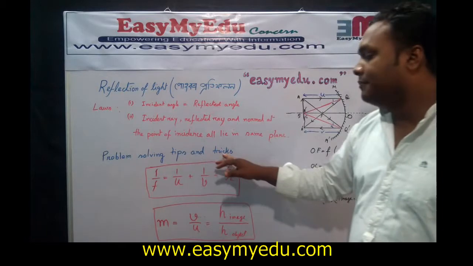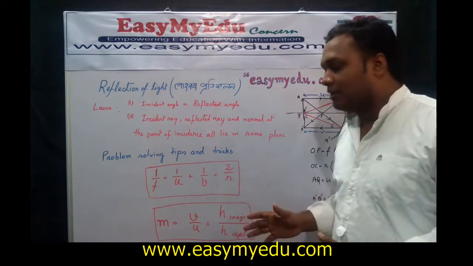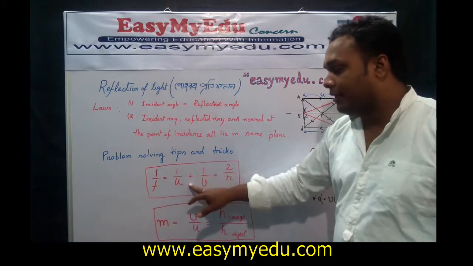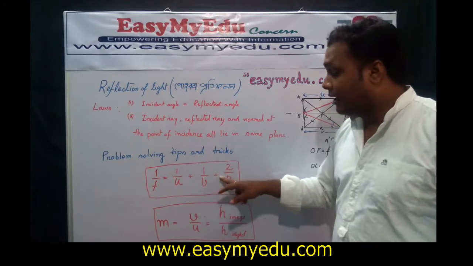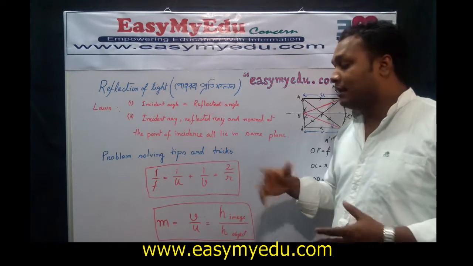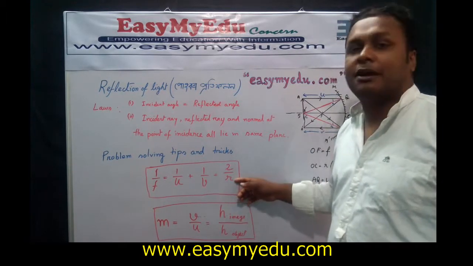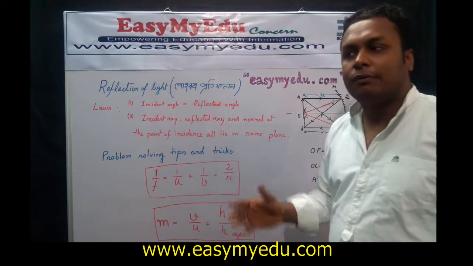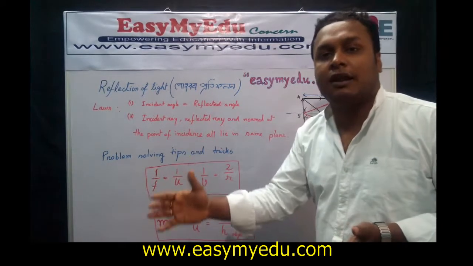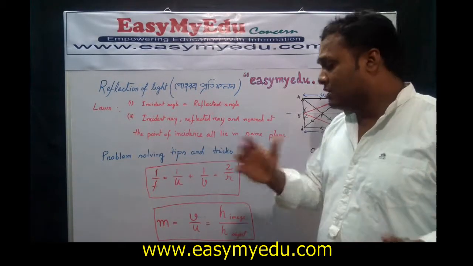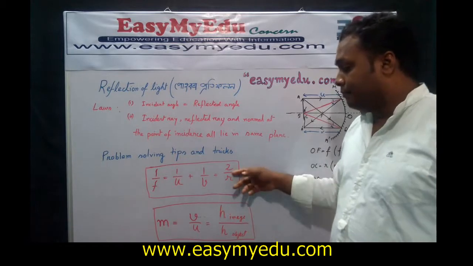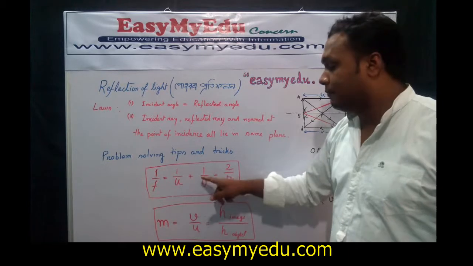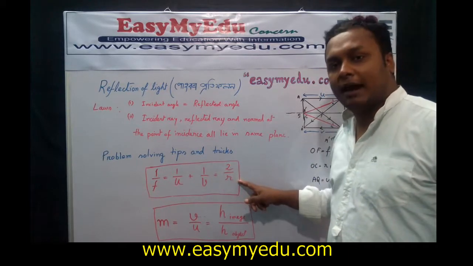So problem solving tips and tricks. If you consider the problem solving tips and tricks, then you can see 1 by f equals 1 by u plus 1 by v. That again equals 2 by r. So sometimes it might happen that only the radius of curvature is given, not the focal length. So what we do, we convert the radius of curvature into focal length, then we do the formula. Instead of doing this, you can consider only this part of the formula, that is 1 by u plus 1 by v equals 2 by r.